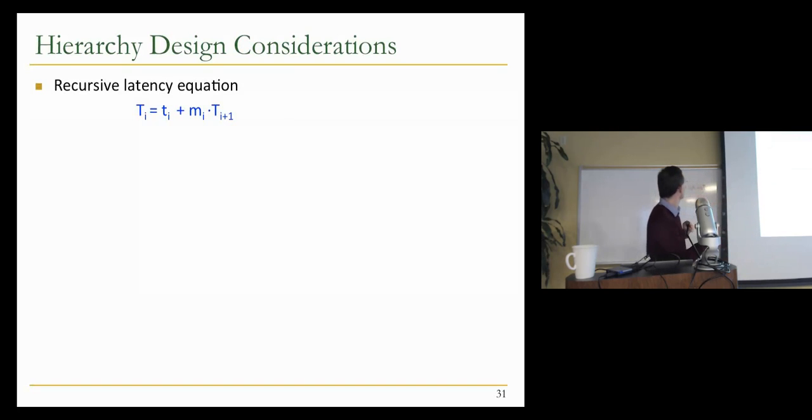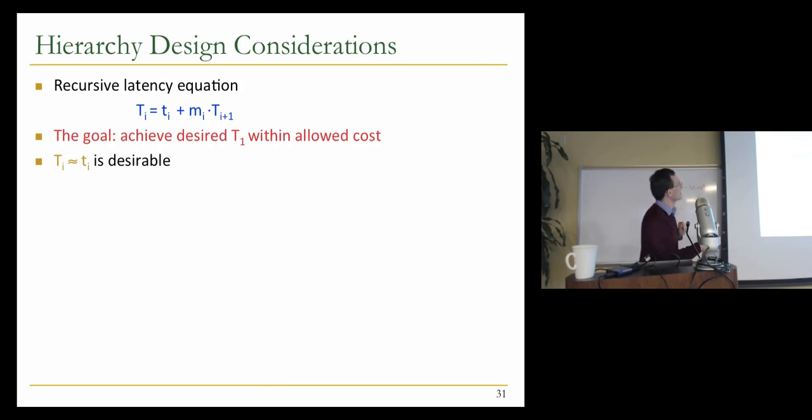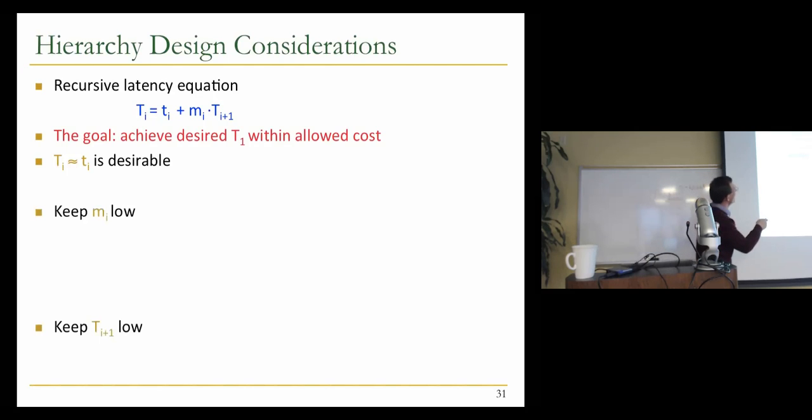Okay, so this is the recursive latency equation that I put out over here. Except once you substitute M1 equals 1 minus H1, you'll get that. And then substitute 1 with i over there. So the goal is to achieve the desired T1, if you will. T1 is the highest level over here, within allowed cost. That's how you design the hierarchy somehow. It's actually more of a work of art than optimization. But ideally, you would like to get Ti equal to this little ti, the inherent access latency of that level. You don't want to miss in that next level, or you want to minimize the penalty of the miss.